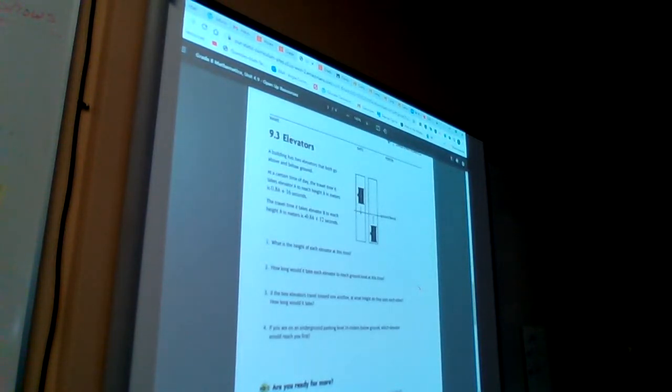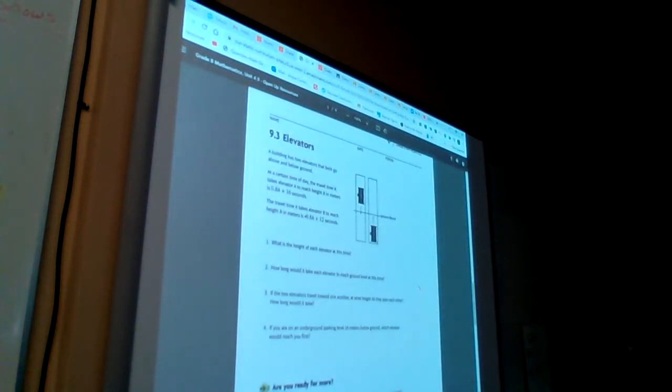So we're on the elevators page. It says at a certain time of the day, the travel time it takes elevator A to reach height H is 0.8 H plus 16 seconds. And the travel time it takes elevator B to reach height H is negative 0.8 H plus 12 seconds. What does that 12 and that 16 seconds mean?